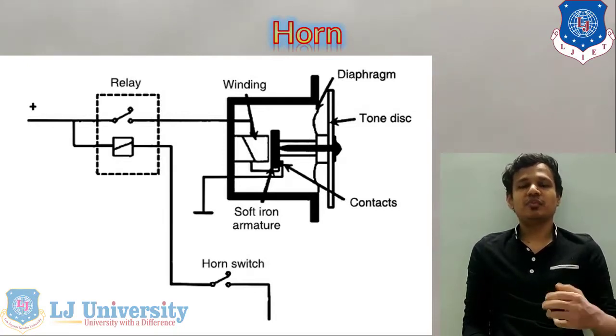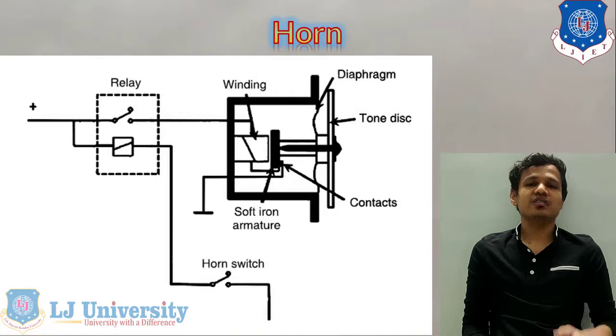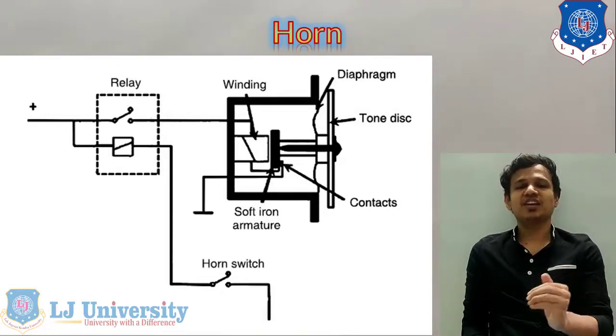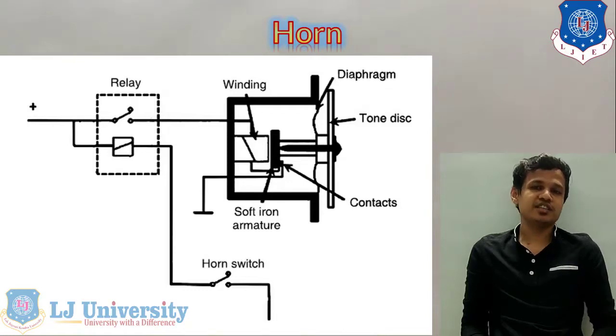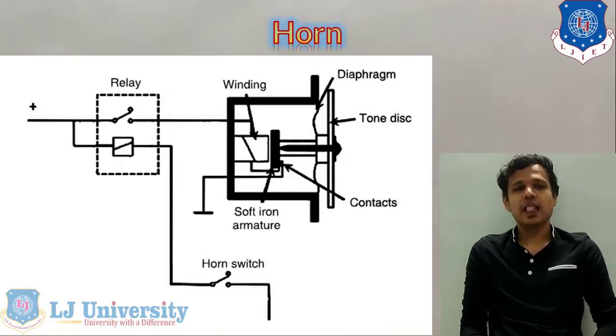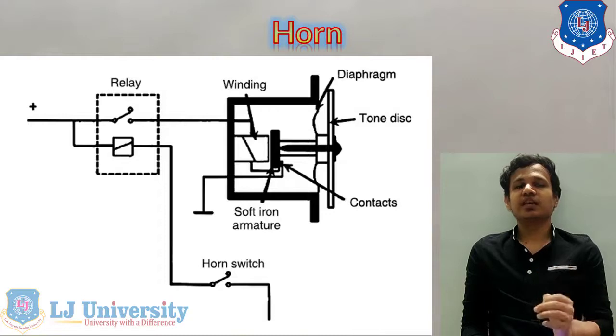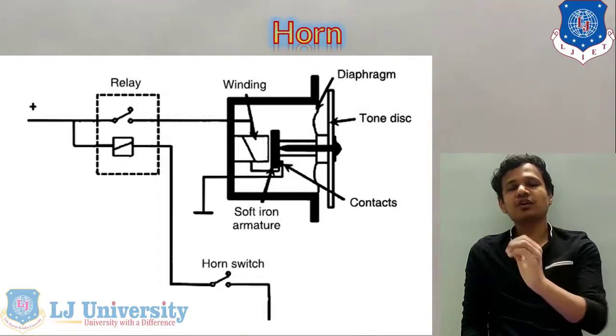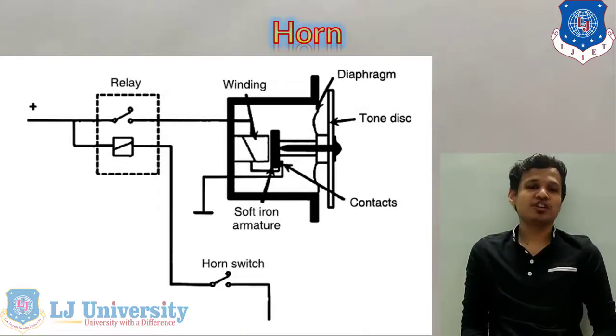Next is the horn. Now, the horn is a simple arrangement which gives us the noise whenever we press the button. In the case of the horn, you can see the basic circuit of the horn which is used in the vehicle. In that case, the relay provides the proper vibrations which are required for the horn.